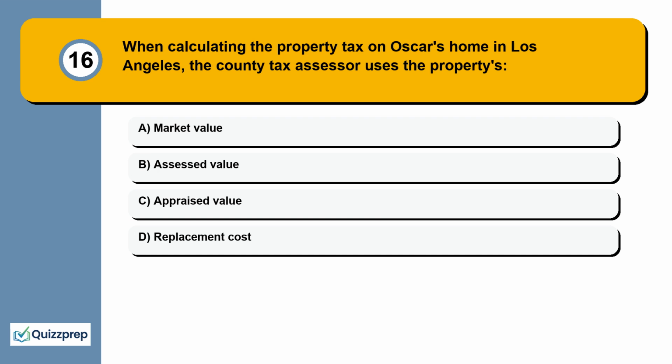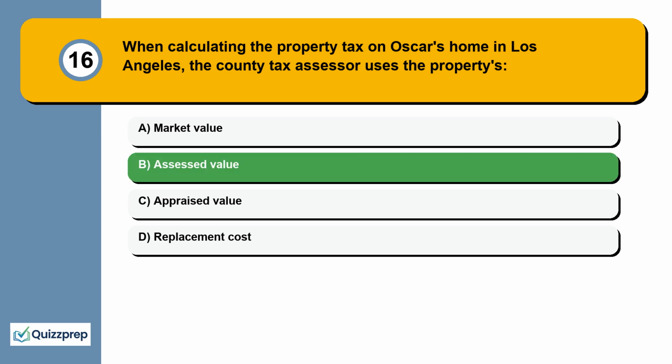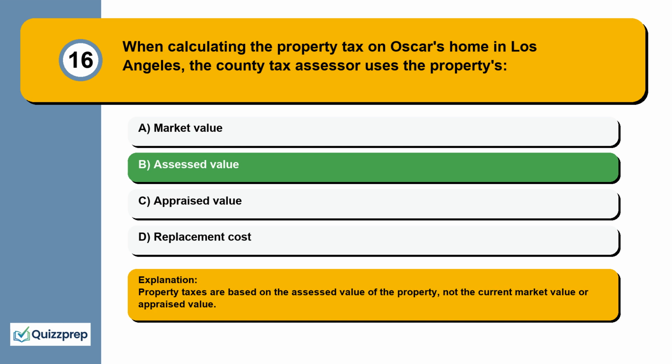Question 16. When calculating the property tax on Oscar's home in Los Angeles, the county tax assessor uses the property's market value, assessed value, appraised value, replacement cost. Property taxes are based on the assessed value of the property, not the current market value or appraised value.